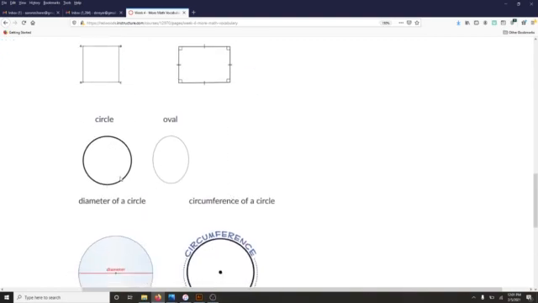A circle, and this is called an oval. Oval. It's a circle that's kind of squished one way or the other way. It's not a perfect circle.